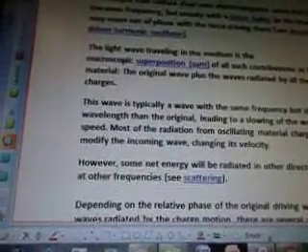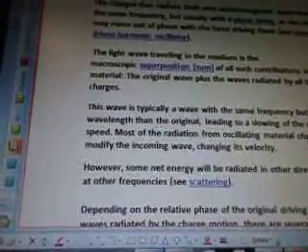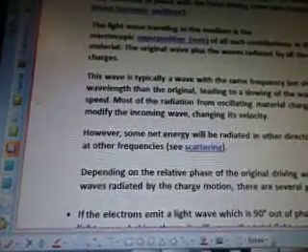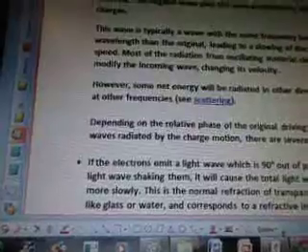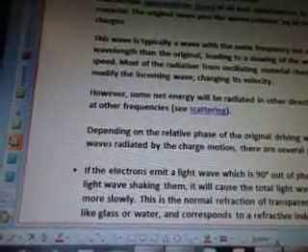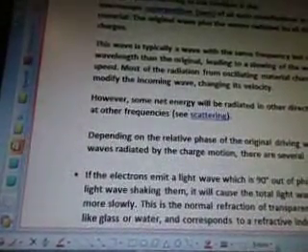Harmonic oscillator is a keyword, so is sinusoidally that came up before in the WOW videos. The light wave traveling in the medium is the macroscopic superposition sum of all contributions in the material: the original wave plus the waves radiated by all the moving charges. This wave is typically a wave with the same frequency but shorter wavelength than the original, leading to a slowing of the wave's phase speed.